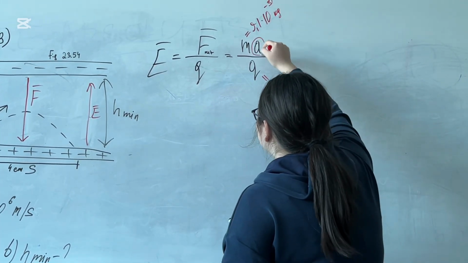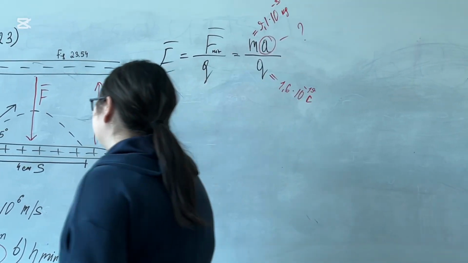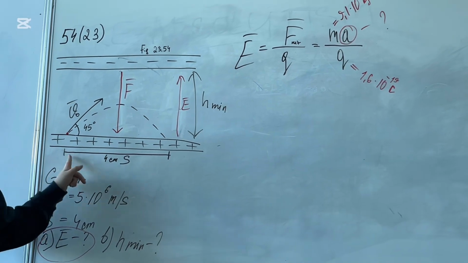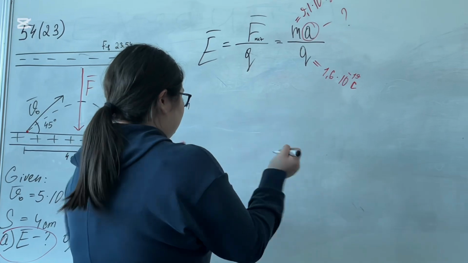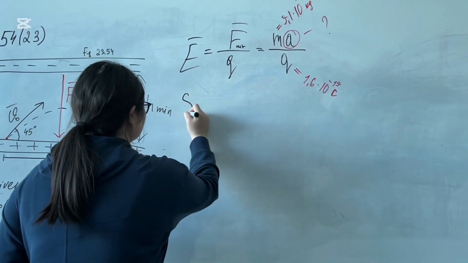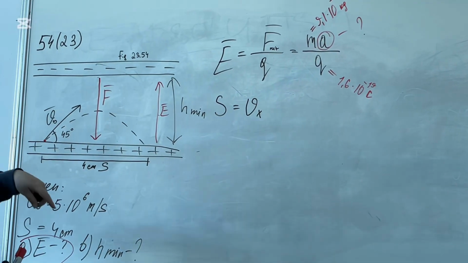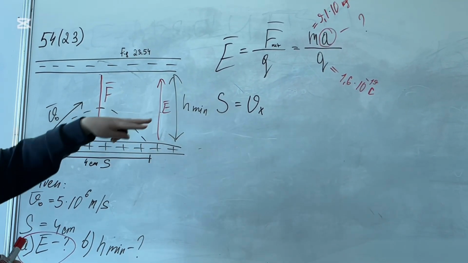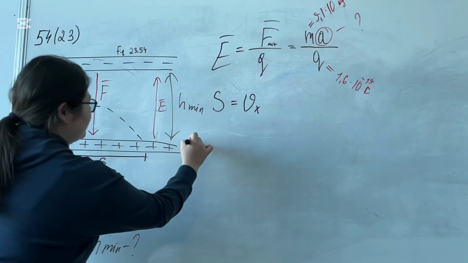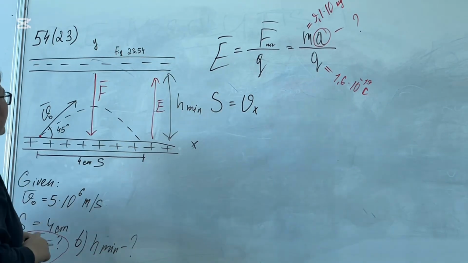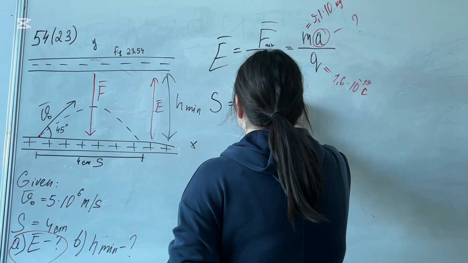Now we have to find acceleration. What do we need in order to find acceleration? In this figure, we have distance, so it means we can find time. S is equal to Vx times t. Also, I would like to mention that there's no acceleration along the x-axis. There's only acceleration along the y-axis. So let's find time.